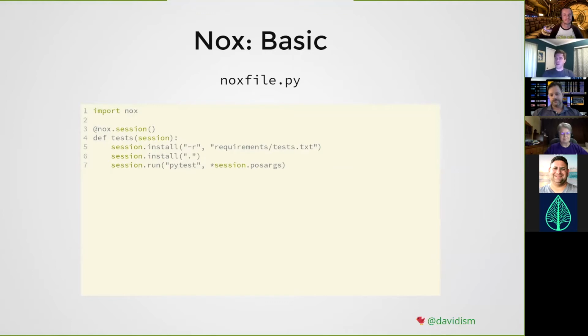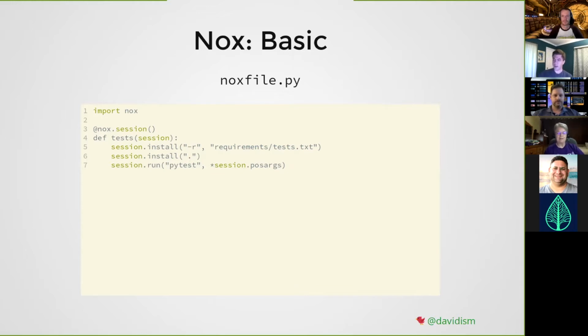So Knox executes knoxfile.py to get its configuration. Each test environment is defined as a function decorated with knox.session. Knox will set up a virtual environment for each session, and then we can use session.install to install requirements with pip. The dot here installs the project itself in the environment. The -r installs test requirements. Then session.run will run the given commands.